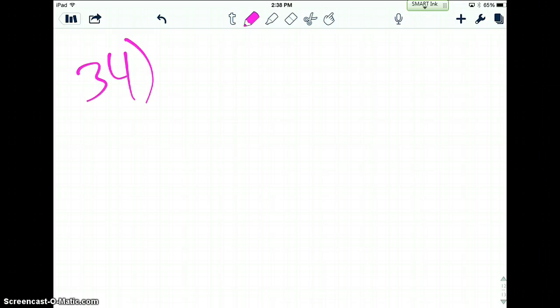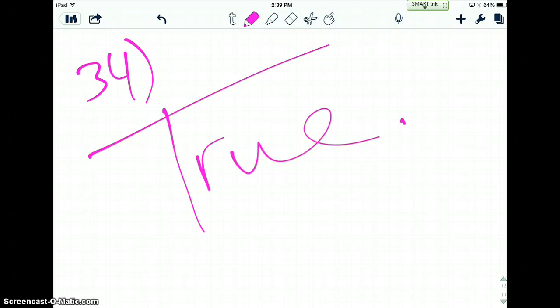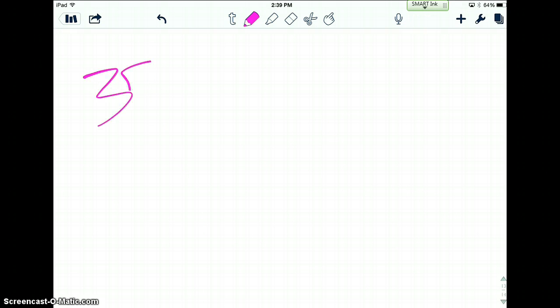Okay, number 34. Line AB and line HG are skew. Lines AB and HG. So remember, if they're skew, they're non-coplanar. They're not parallel. They do not intersect. That one's true, people.